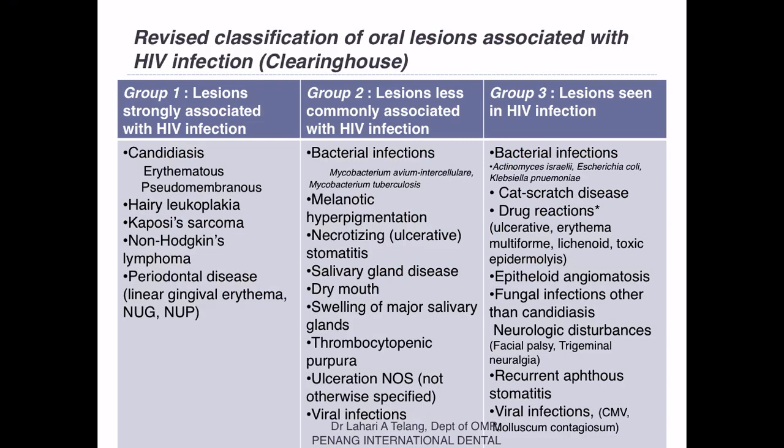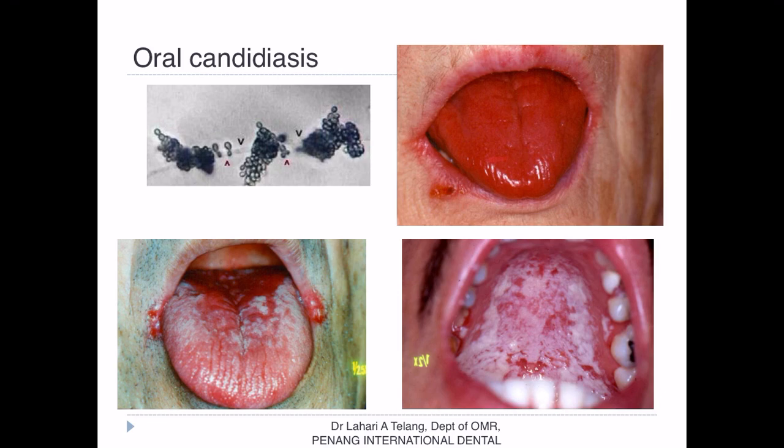So keeping this in mind, let's go through some images to show you how lesions would appear in a patient with HIV. This is oral candidiasis. You're all very familiar. It could be erythematous or pseudomembranous. And you would see in these images that the lesions are more full-blown, very severe and widespread, and looking more serious than a normal presentation.